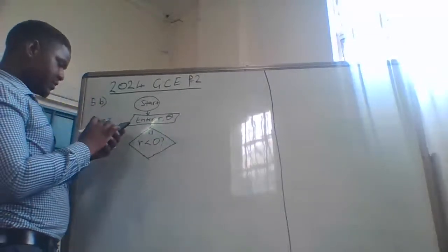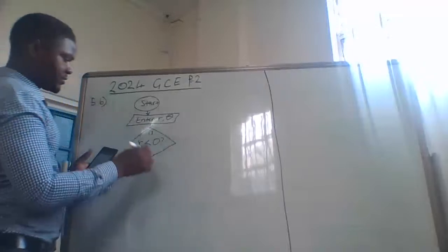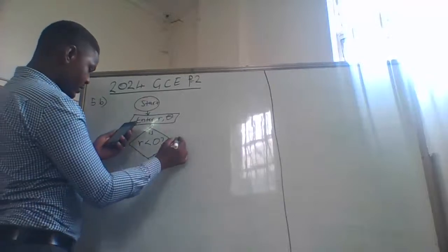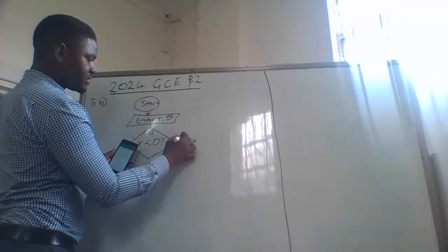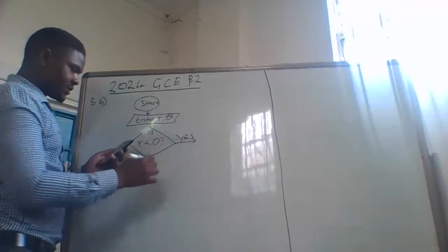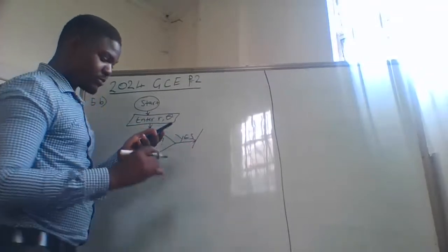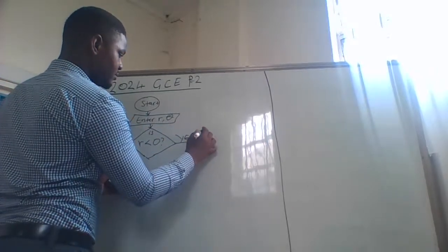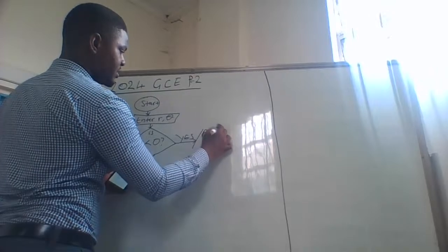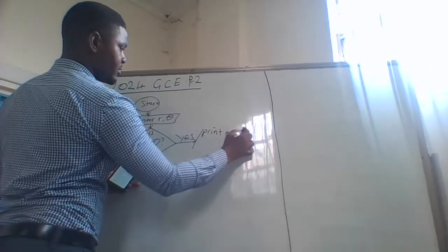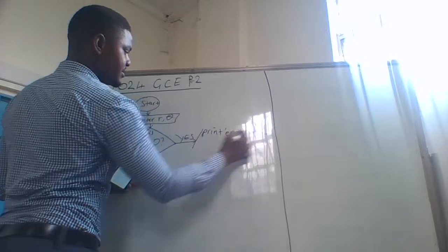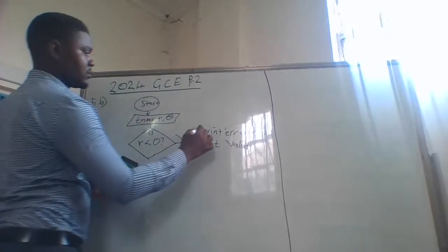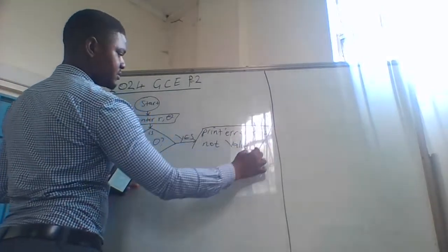Always, on the decision symbol, there are two options that you have to check out. There is the path where we say yes. If yes, what happens? They are saying print error, error is not valid. So you write print error, error is not valid. Okay, so we have that there.